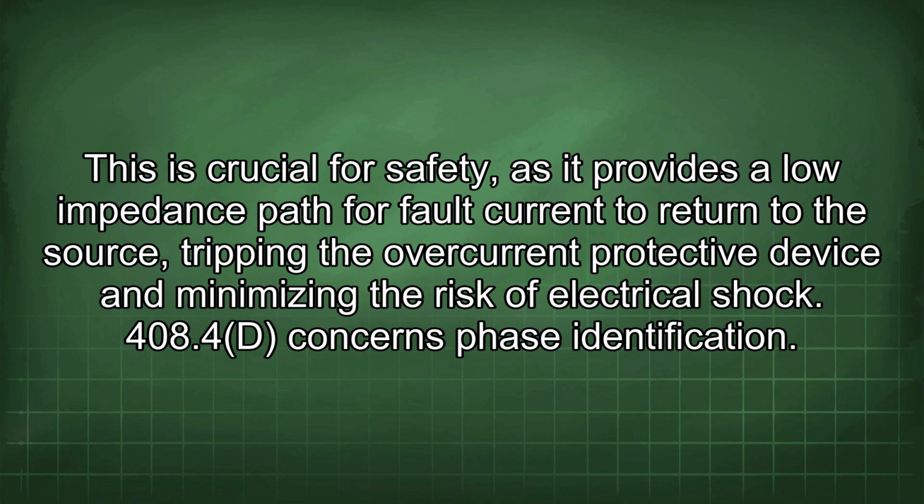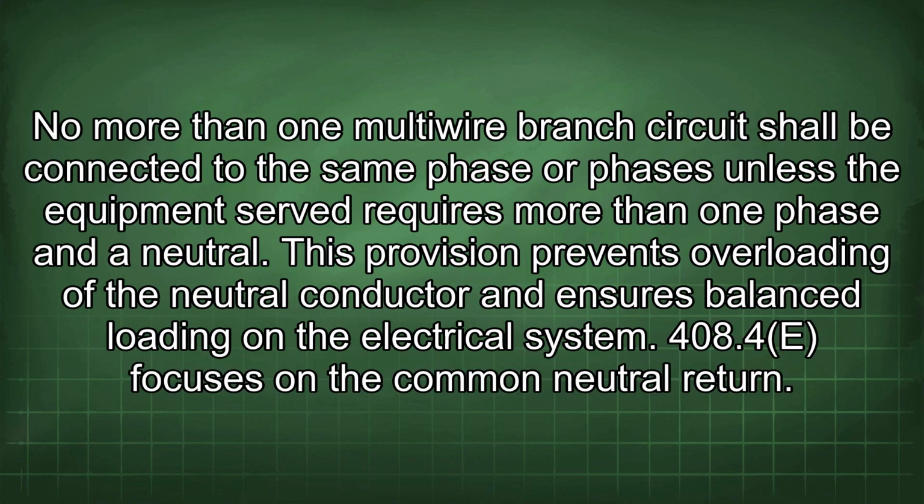408.4d concerns phase identification. No more than one multi-wire branch circuit shall be connected to the same phase or phases unless the equipment served requires more than one phase and a neutral. This provision prevents overloading of the neutral conductor and ensures balanced loading on the electrical system.